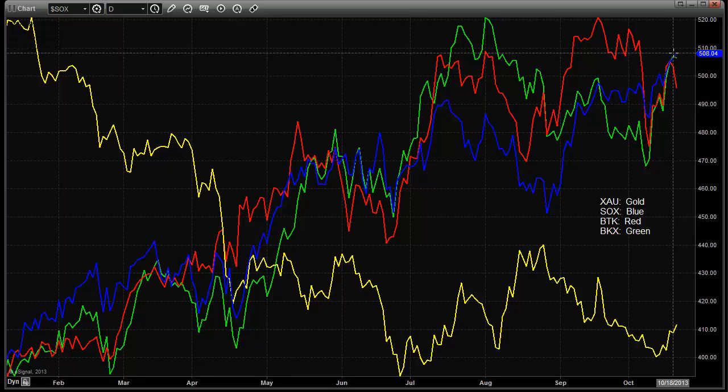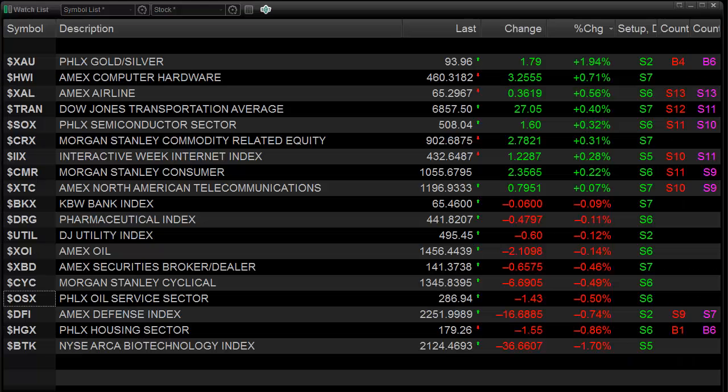The SOX and the BKX, the banking index, were higher on the day to different degrees. They were both at least modestly positive, but the XAU was a fairly decent performer, which is kind of sneaky. The XAU was a decent performer along with the bonds, which were okay and didn't really give back too much in light of the market trying to push higher here. So kind of just a pause day here with not a lot of risk being put on at this point in October.